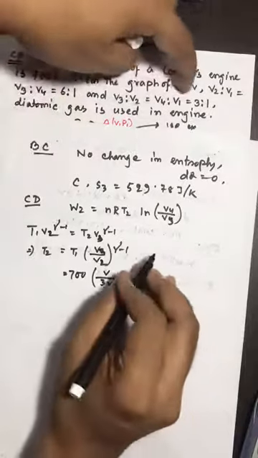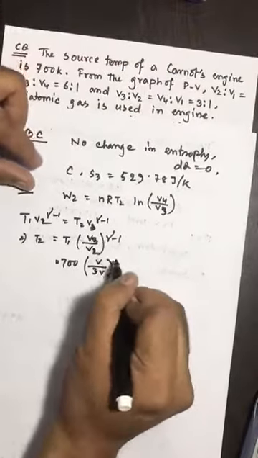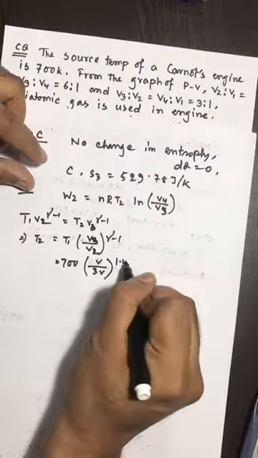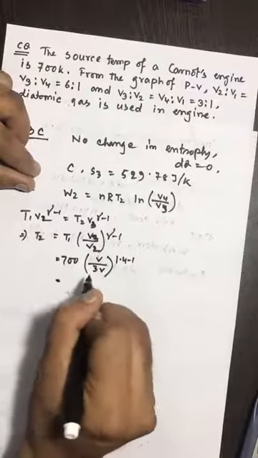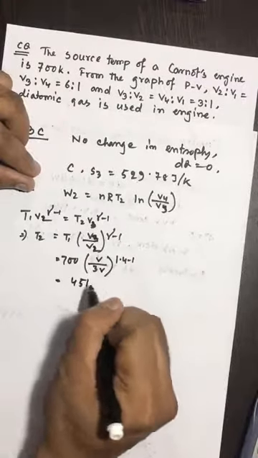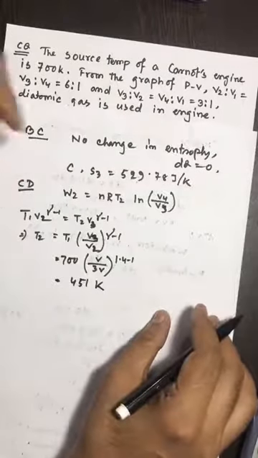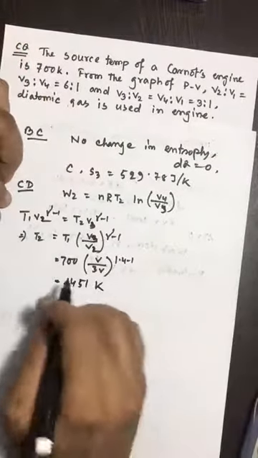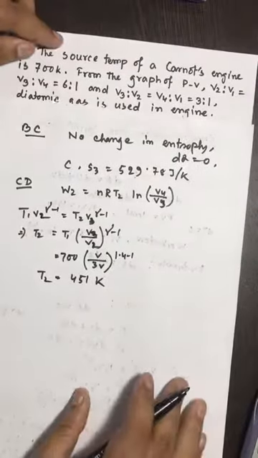Do you see it here from the diagram? Okay, V2 by V3. So gamma is 1.4, minus 1, because the value of gamma is 1.4 in this case. So it then comes to 451 Kelvin. Clear, guys? That's how the temperature changes here. So we find the T2 temperature is 451 Kelvin.